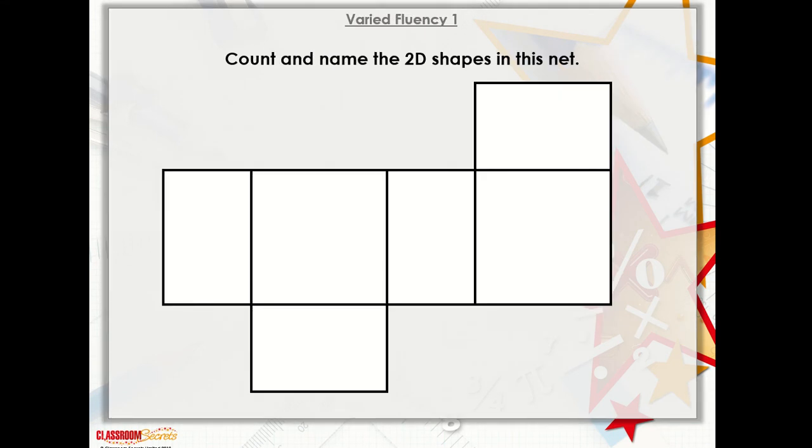Count and name the 2D shapes in this net. Okay, well, I can see squares, one there, and I can see rectangles. It's not enough for me to say squares and rectangles. I have to say how many I can see. So in this case, I have 2 squares and 4 rectangles, and that's what you must do, is say how many you can see of each.